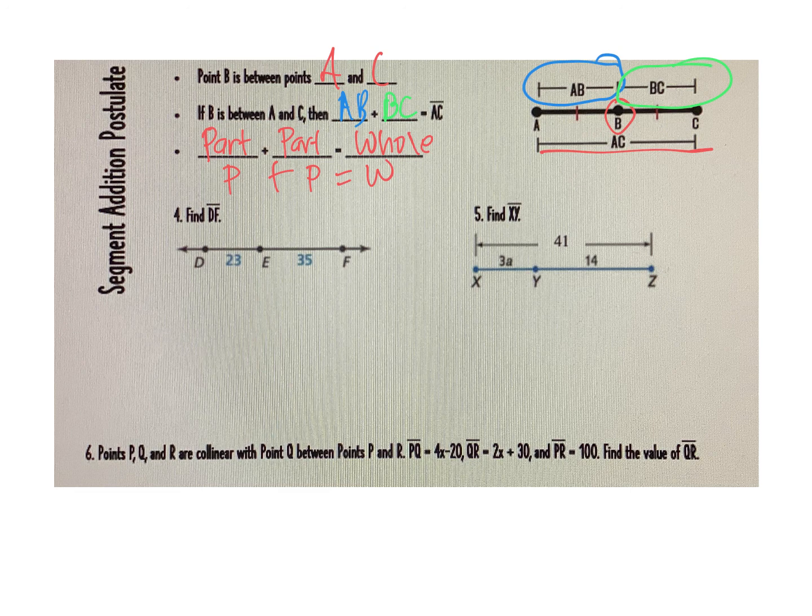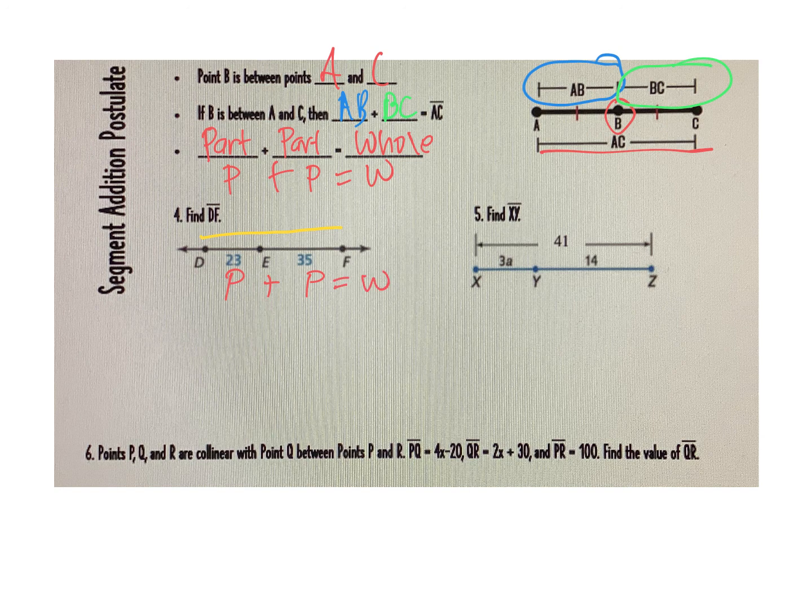So let's look at the very first one, number 4. We're trying to find D to F. So we're trying to find the whole thing from here to here. Yes, I know that you can do it quicker, but we need you to know the process because not every time you're just going to add them like we're going to do here. So the process is you have part plus part equals whole.